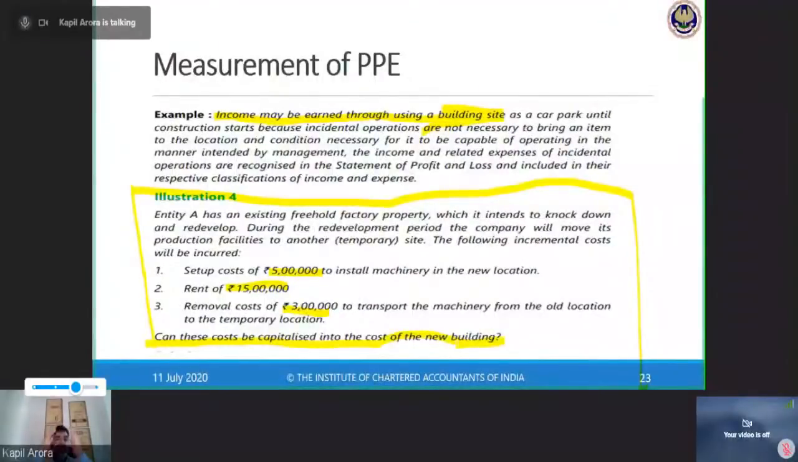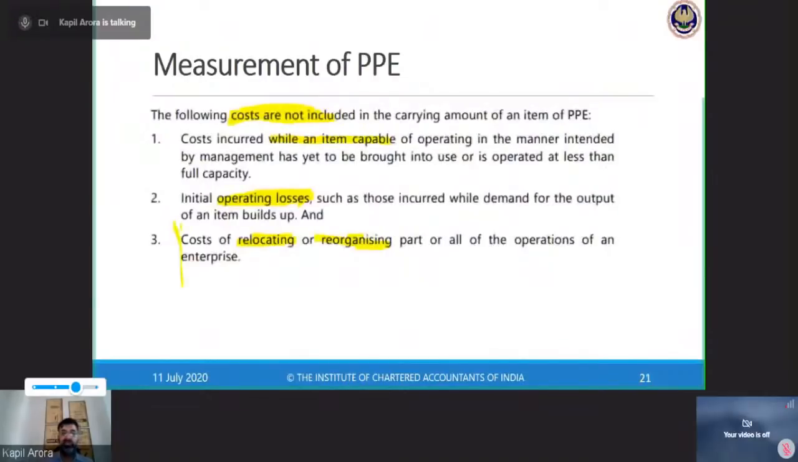Demolishing the old building or reconstructing the new building. When I am doing that, I have to incur certain expenses because I have to move my factory from one place to another. Can these be added in the value of asset? Can these be considered as the capitalization of expenses here? Since it falls under the cost of relocating and reorganizing the part of operation.